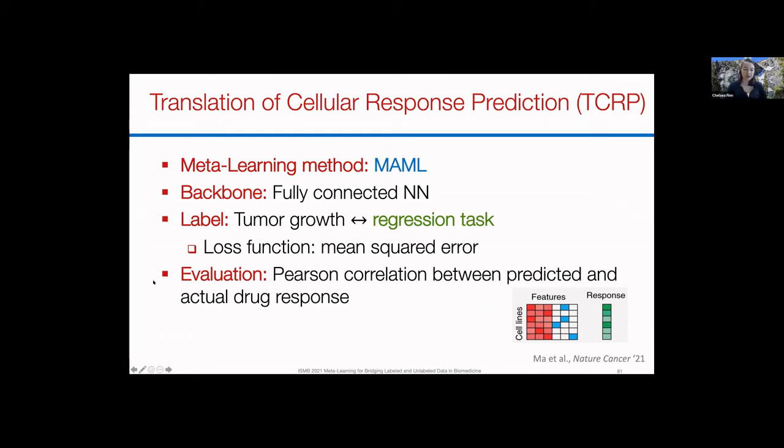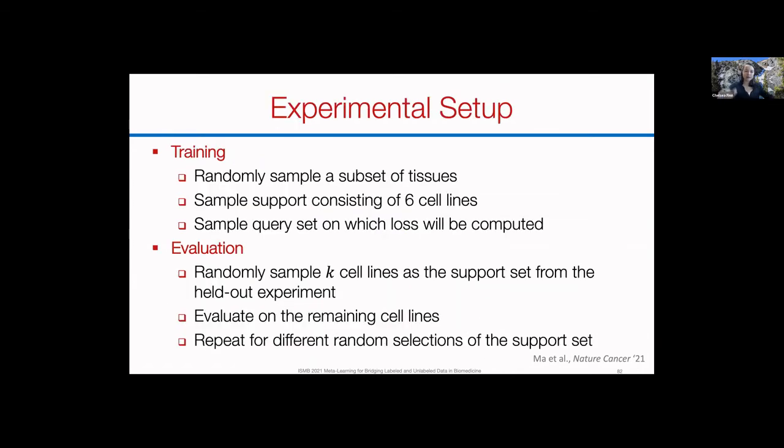And they trained a separate model for each drug. Okay, so what does our experimental setup look like? They randomly sampled a subset of tissues and sampled a support set consisting of 6 cell lines, and then a query set of new cell lines that the loss will be computed on. And then at evaluation time, they randomly sample K cell lines as the support set from a held out experiment in a new context, and then they evaluate the remaining cell lines that exist. And then they repeat this for different random selections of the support set.